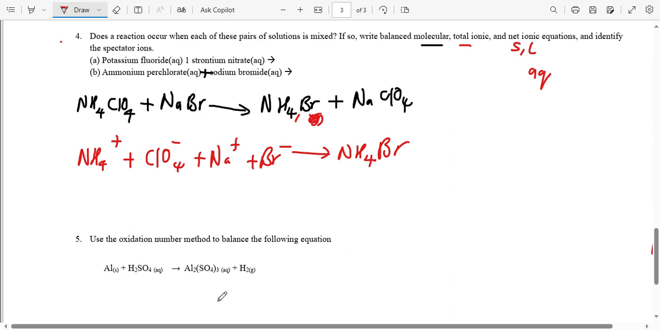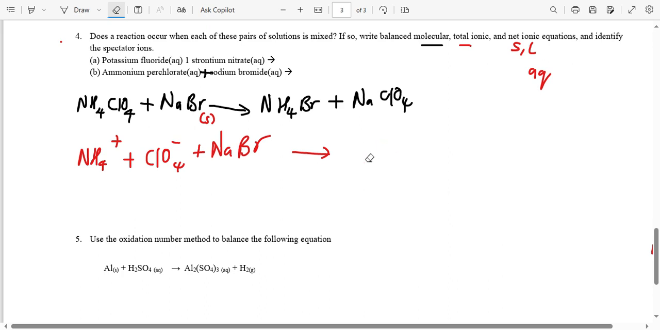Okay, so sodium bromide is not aqueous. Sodium bromide is supposed to be a solid, so this one will not be able to break. The rest of these will be able to break. So remember, always gases and aqueous solutions are the ones which will be able to decompose into their respective ions.